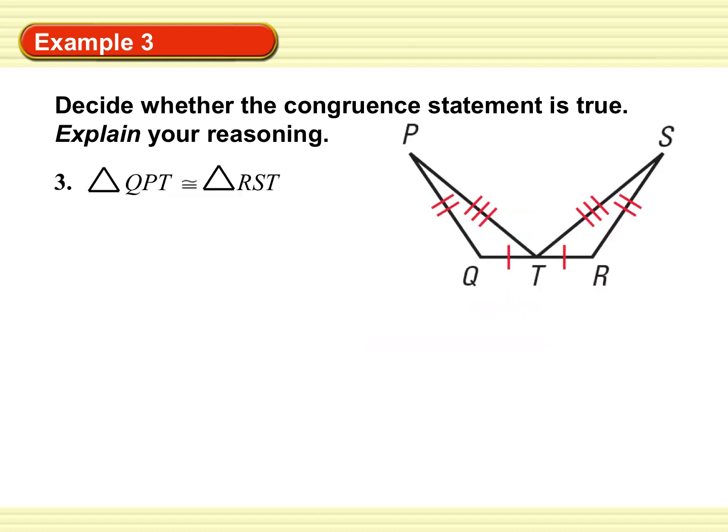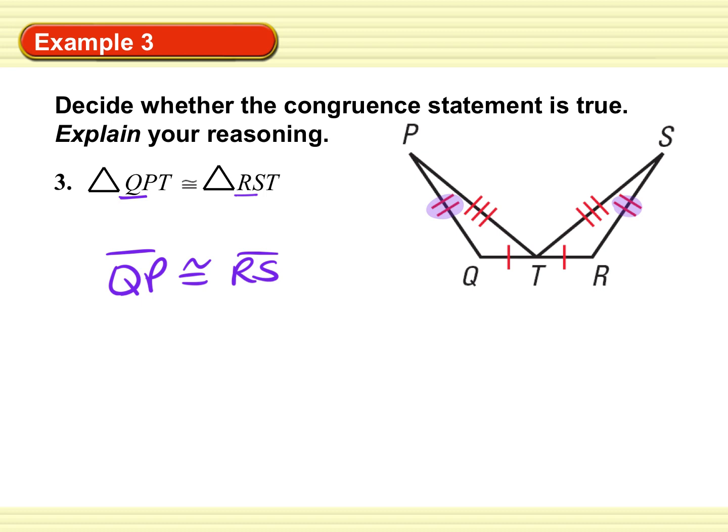Same thing. It says decide whether the congruency statement is true. Explain your reasoning. So again, I got to make sure that all of the corresponding parts have the same type of congruency mark. So again, I could do the first two letters again, the QP and the RS. So if I come over here, QP has the 2 lines of congruency, and so does RS. So that one's good. So I can state that QP is congruent to RS.